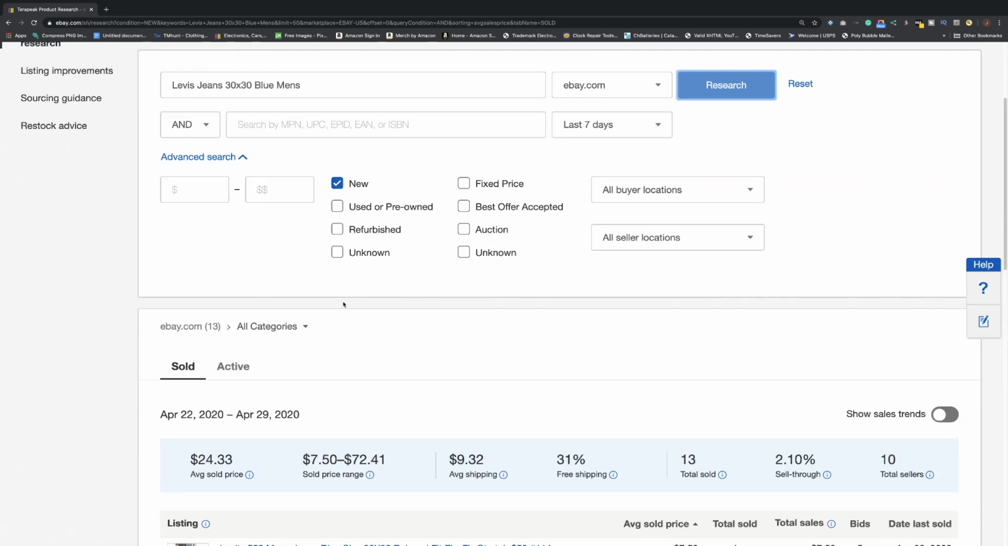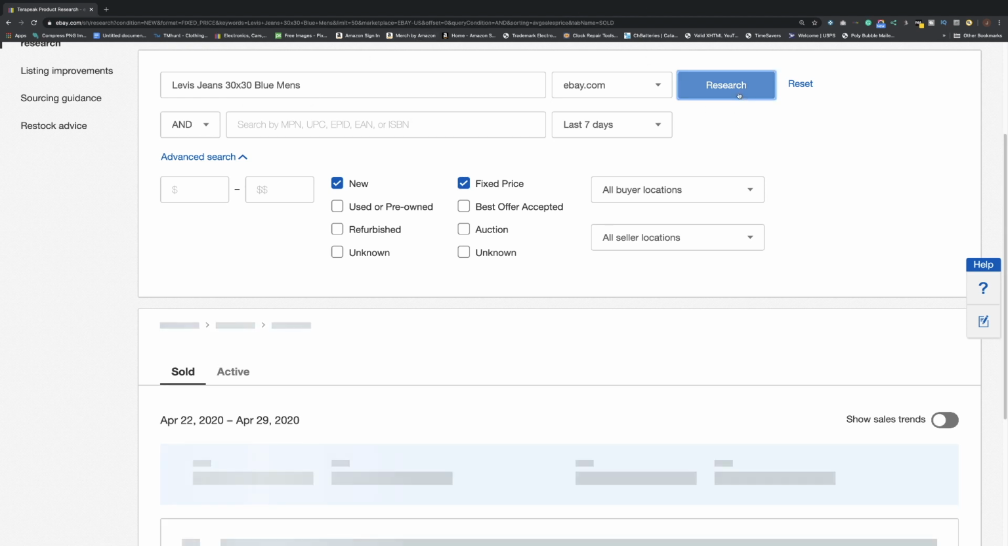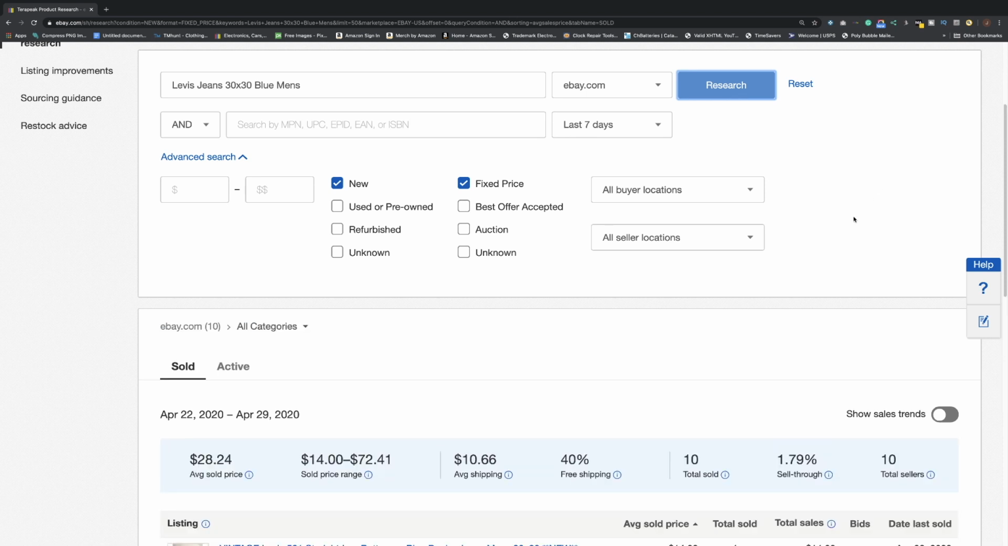Let's look some more. Okay, we have auction. Okay, we have fixed price. So I always like to look at fixed price. Let's look new, fixed price. Levi's jeans, same exact criteria, because now I'm taking out the auctions, right? I really don't want to do auction. I don't want to play that game. I really want to just see what I can sell my jeans for. Again, research. Let's see what we have.